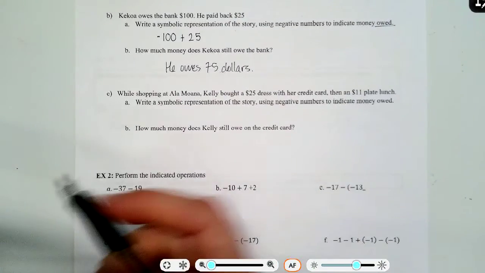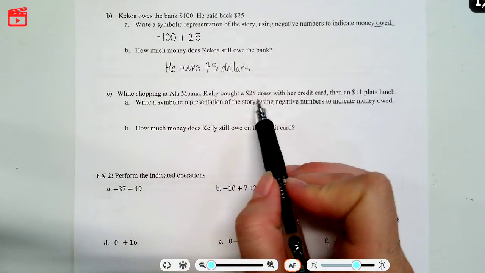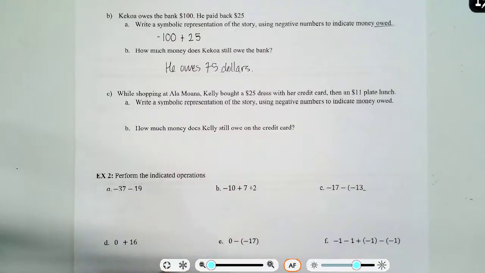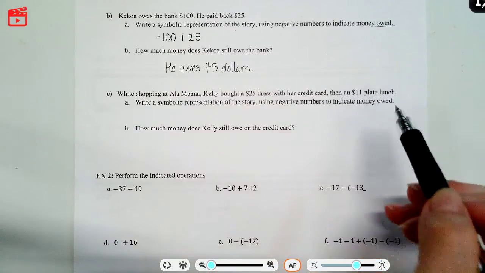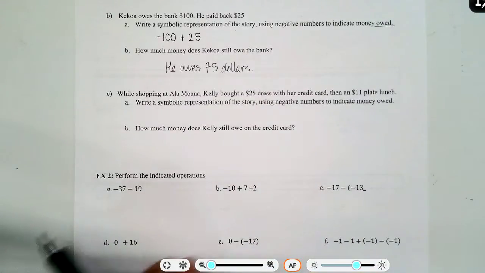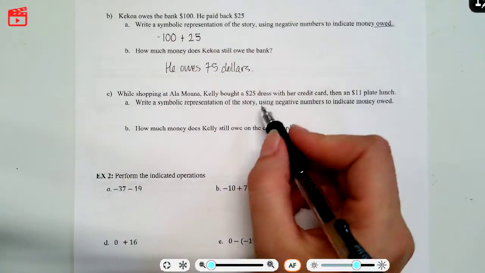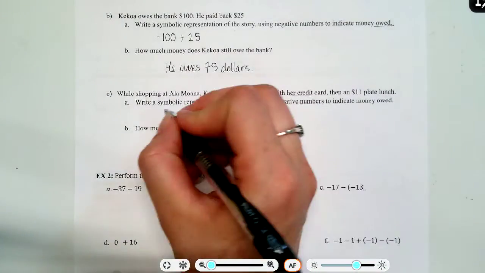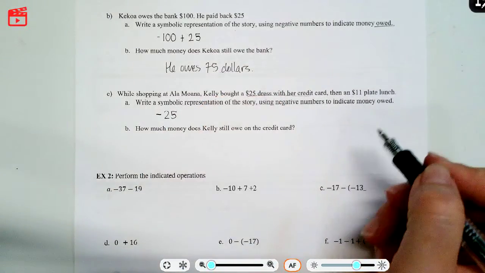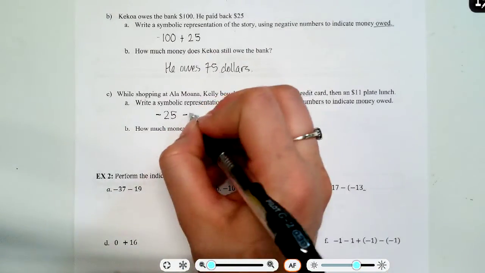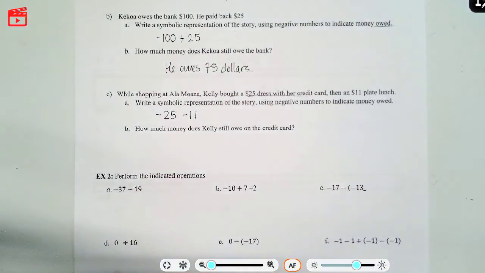So while shopping at Ala Moana, Kelly bought a $25 dress with her credit card, then an $11 plate lunch. Write a symbolic representation of the story using negative numbers to indicate the money owed. Well, she's using her credit card, so she doesn't actually technically own that money. So she owes the $25 with her dress. And then when she went out and spent $11 on her plate lunch, she owes another $11. So there's a symbolic representation.